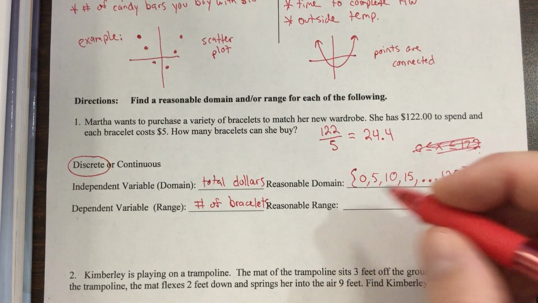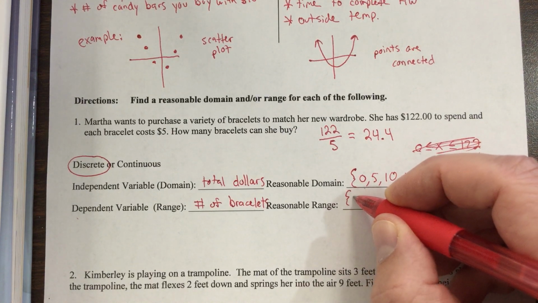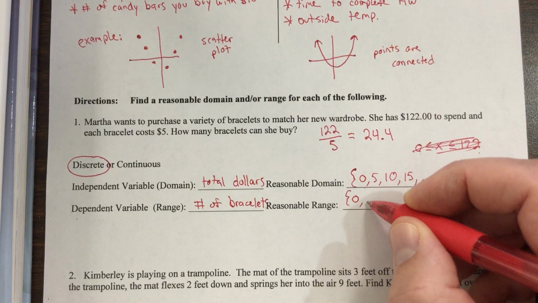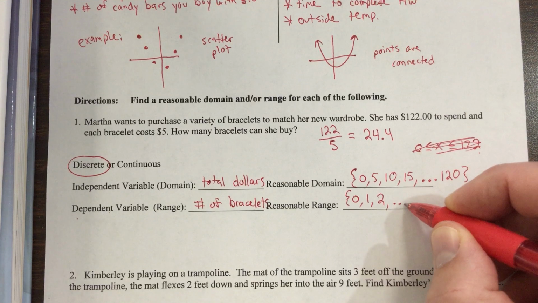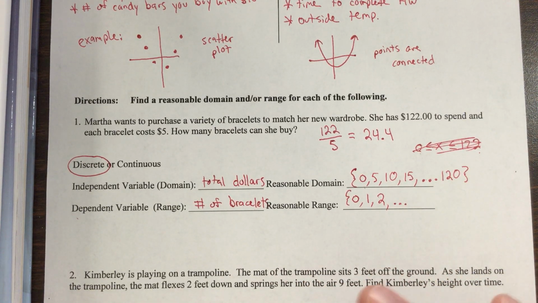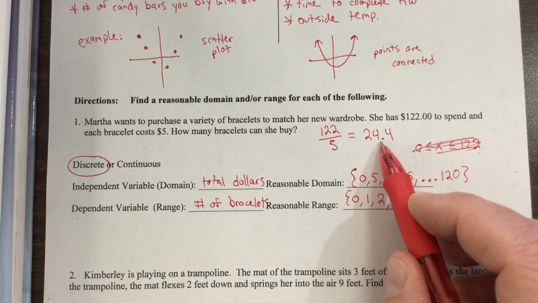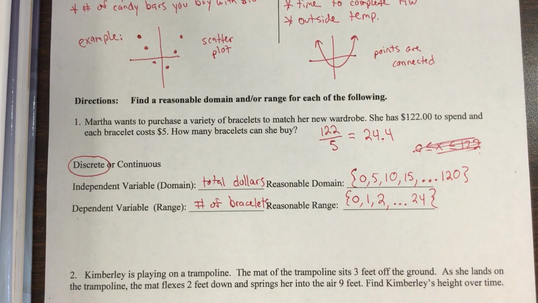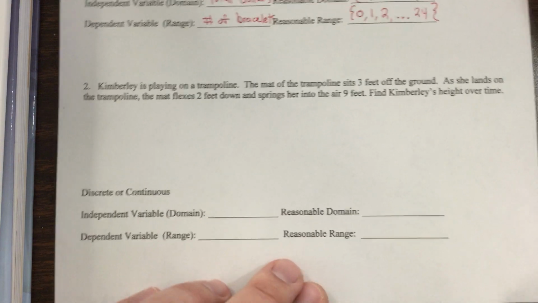Okay, so what's the reasonable range? Range is the number of bracelets. Well, we could receive 0 bracelets, 1 bracelet, 2 bracelets, and so on. The most we could get is 24. It's 24.4, but we don't have enough money to get 25, so we're going to say 24. So that's an example of what it means to be discrete for reasonable domain and range with these word problems.